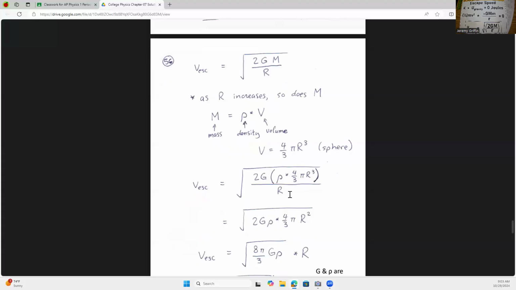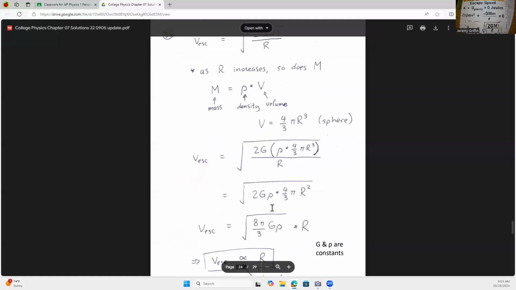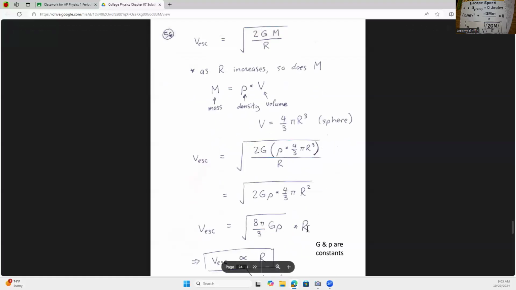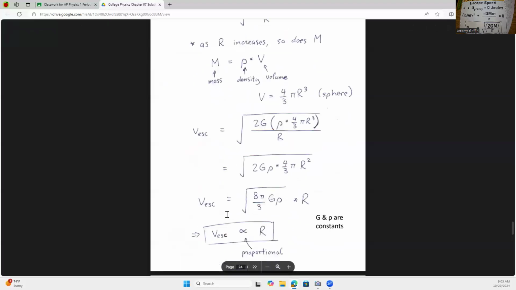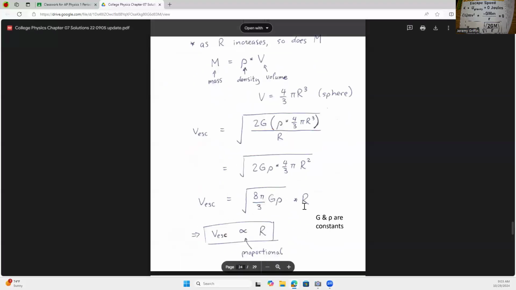I have r cubed on the top. I have r on the bottom. Hey, does one of the r's cancel? Leaves you r squared. That gets you down that step. And that r squared is inside a square root, so you can pull it out and just say it's this whole square root all times r. You see that? Oh, and there it is. So the escape speed, therefore, is just plain proportional to r.